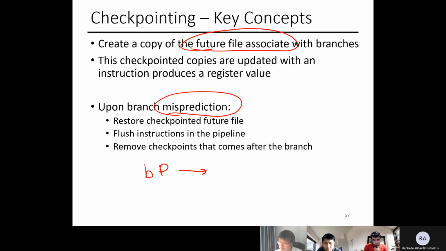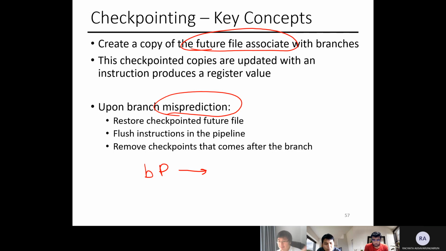That is actually the reason why I talk about this first, because we covered the future file already. We haven't gone through the example, but you have the concept of future files: whatever is in the future, it's in the pipeline, it hasn't finished. So if you want to recover, keep a copy of that. When you happen to have a branch misprediction, recover that copy. All right.